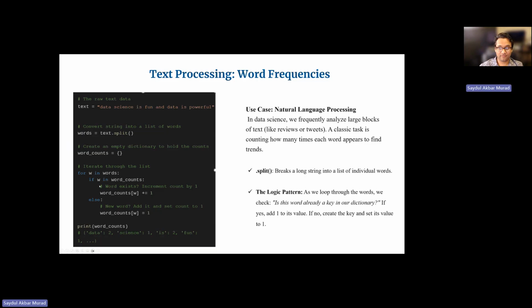What I'm doing then: if the word is already there in the word counts, increase the value by 1. Here you see, I'm increasing the value by 1. If it is not, say just 1. You understand it? If the word already exists in my dictionary, you just increase the value by 1. If it doesn't exist, you simply set it to 1. After printing the output, you see data 2, science 1, is 2, fun 1. So this way we can figure it out. If I give you a whole paragraph and tell you to find all the unique words and how many times they appear, you can work on it, I think.